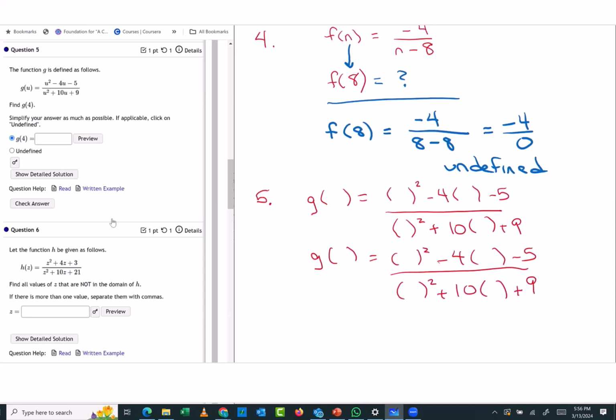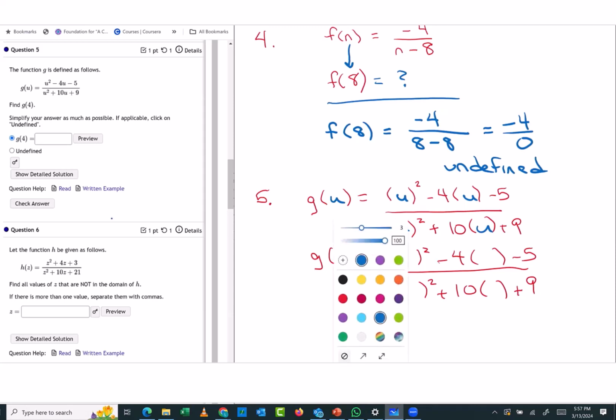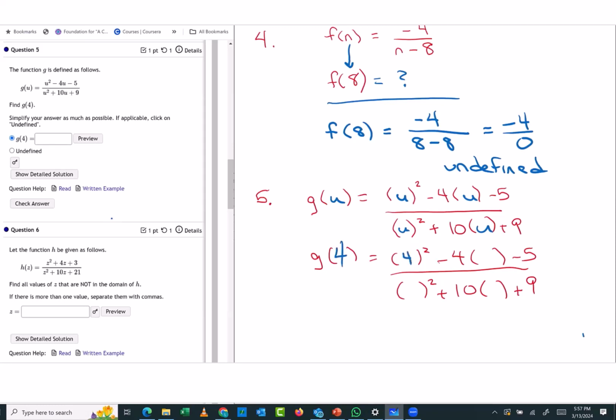There's a part of this that you do need. So here it says g of u. Everywhere the parentheses are, there is a u. Now, g of 4 means, I'm going to put a 4 here, so everywhere there's a parentheses, I'm going to replace it with a 4. And what do I get?